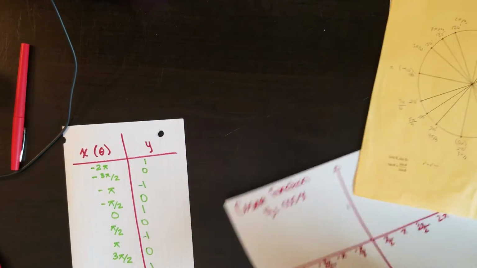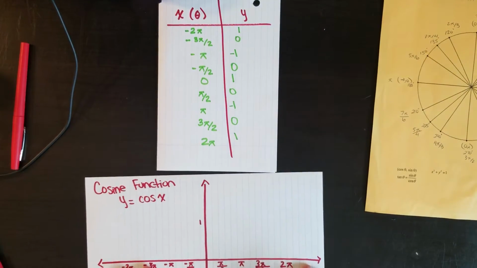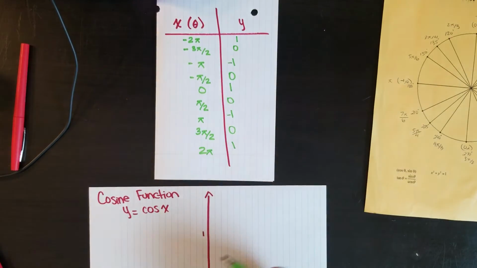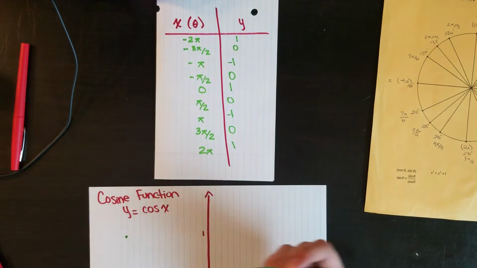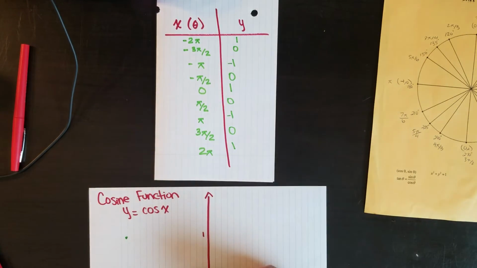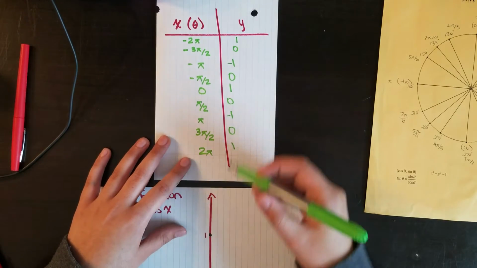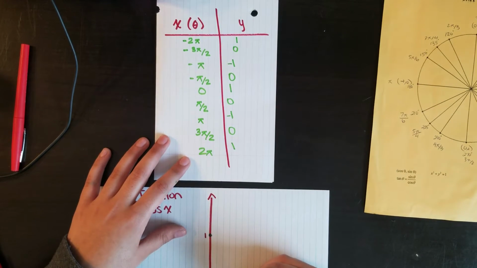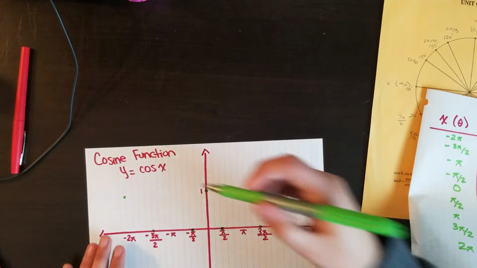So the next step is to just plot these points and connect the dots. And that's what we're going to do. So at negative 2 pi, I'm at 1. At negative 3 pi over 2, I'm at 0. At negative pi, I'm at negative 1. Negative pi over 2, back at 0. At 0, I'm at 1. Pi over 2, I'm going to be at 0. Pi, I'm going to be at negative 1. 3 pi over 2, 0. 2 pi, back at 1. And now I'm just going to connect all these dots.